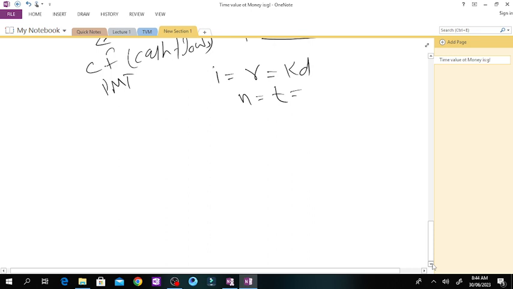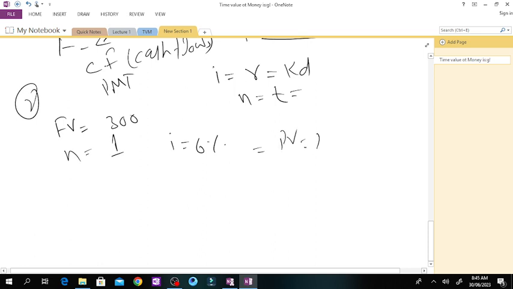Now, another example, let's say you are getting 300 after 1 year with an interest rate of 6%. So what will be the value you will invest? So in that scenario, example number 2, you will receive future value 300 at the end of year 1 with an interest rate of, let's say, 6%. So how much would you invest today?